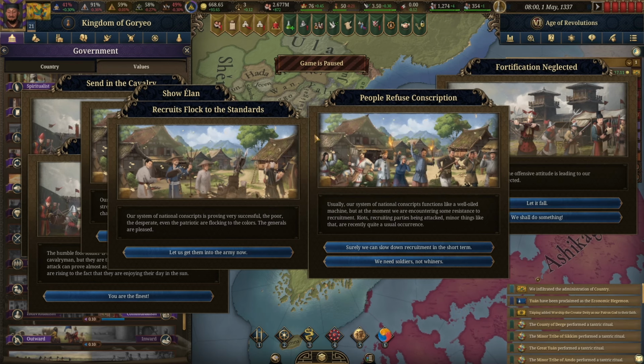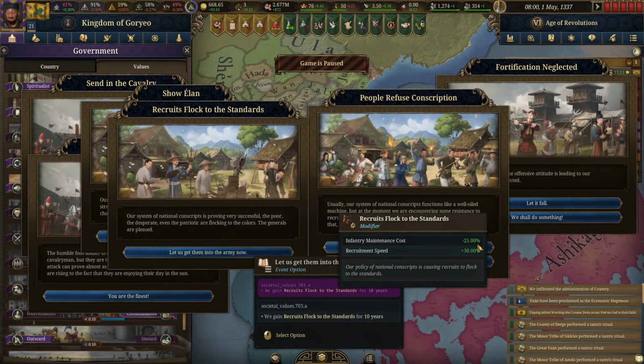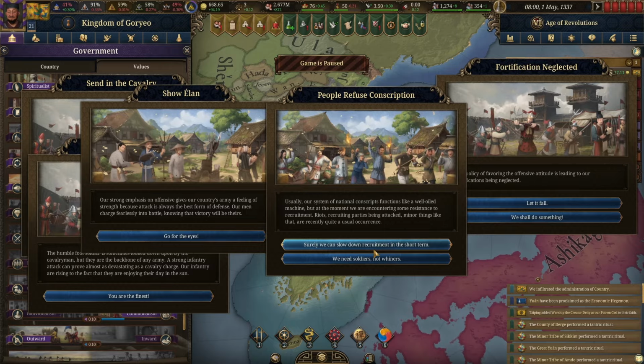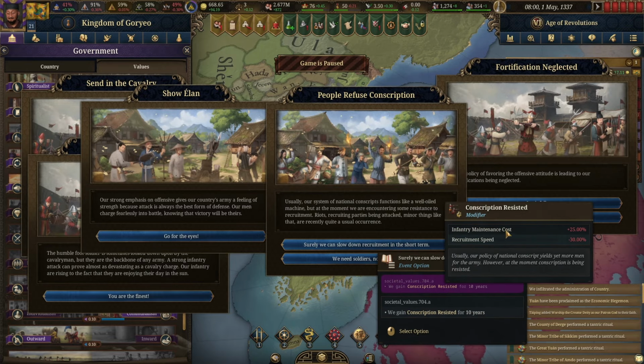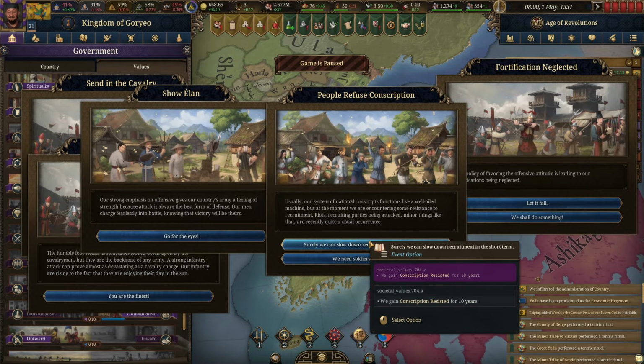When it comes to temporary modifiers, they have quite a few good ones. We have this recruits flock to the standard, which decreases infantry maintenance cost by 25% and increases your reinforcement speed by 30% for 10 years. But then you have the opposite of that event, people refuse conscription, which increases the cost of army maintenance by 25% and decreases reinforcement speed by 30%. But you can always just spend 12 stability to avoid that if you really wanted to.